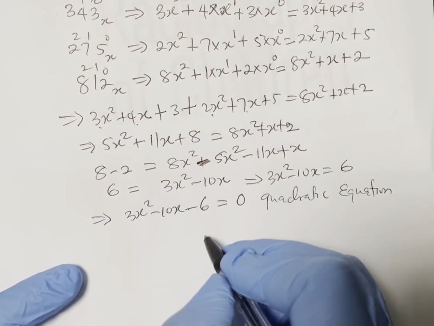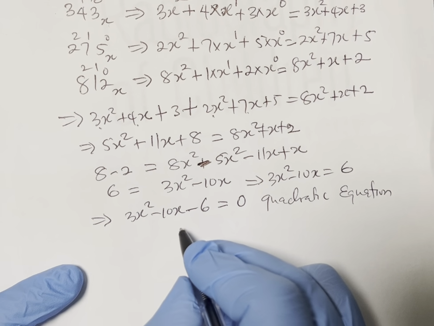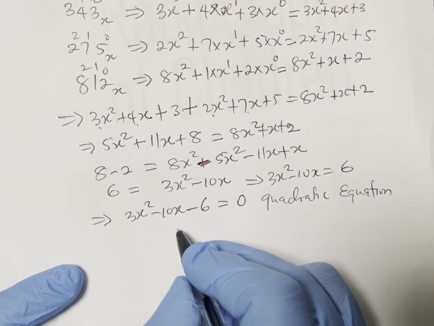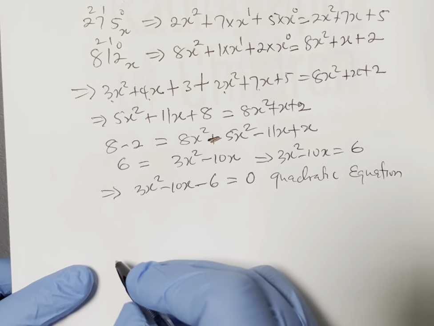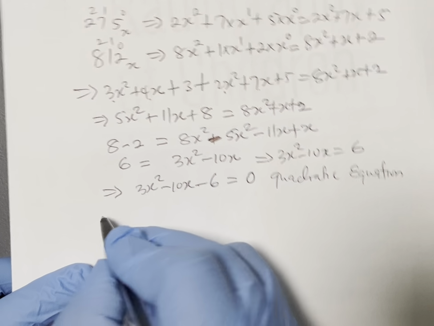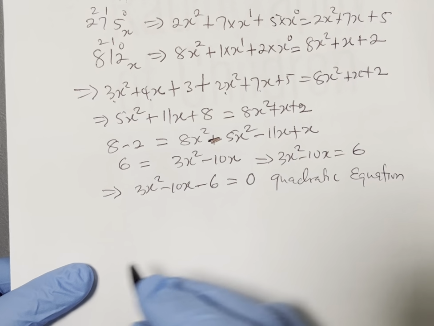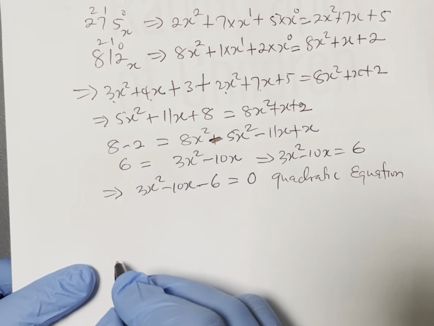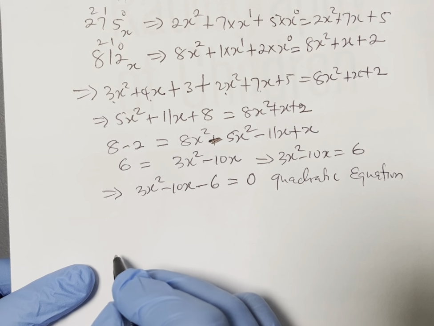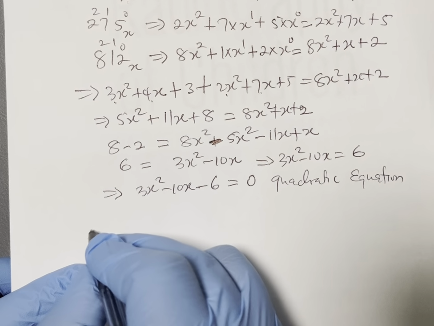So for me to solve this, to get the value of x, I'm going to use either the almighty formula or the completing the square method. The almighty formula, that is the use of the quadratic formula, is the easiest one. I'm going to use that because quadratic factorization cannot solve this, because there are some quadratic equations the factorization method cannot solve, but the almighty formula can solve any of them.